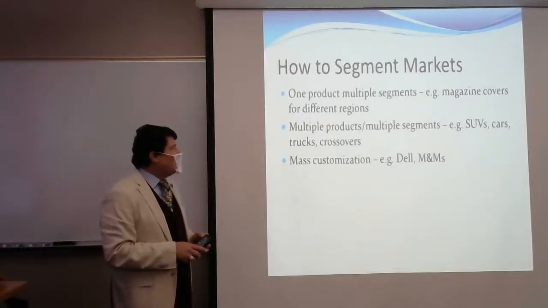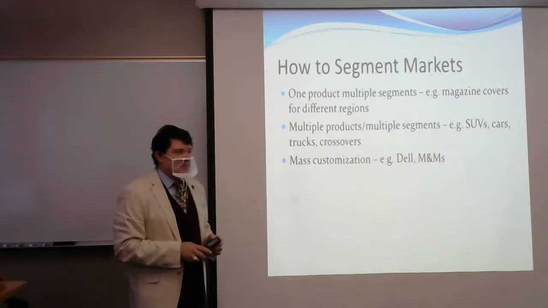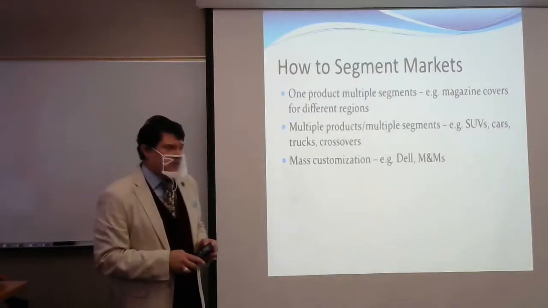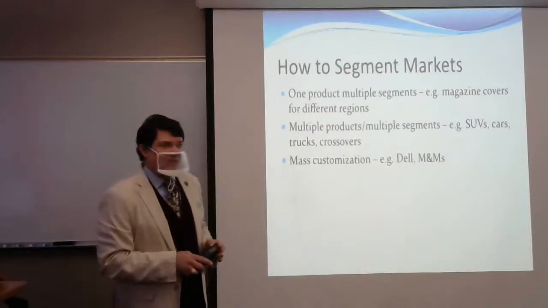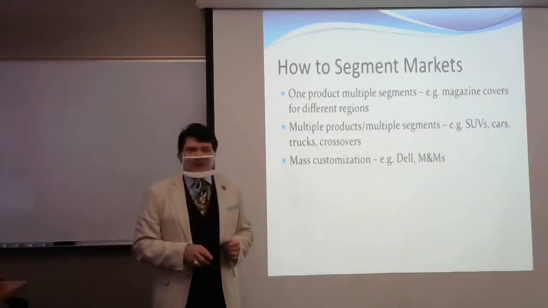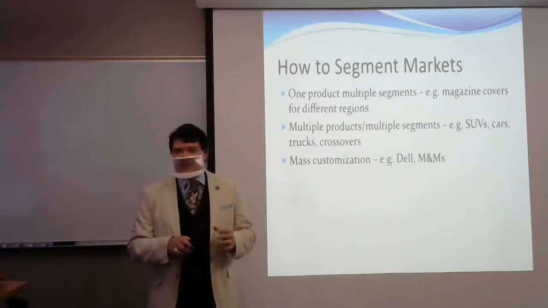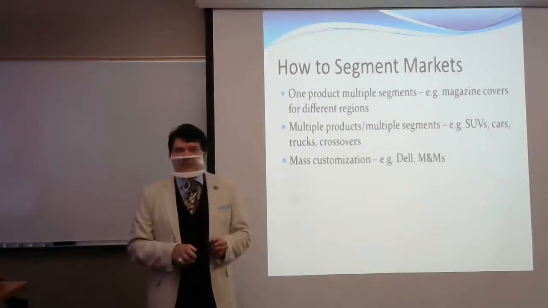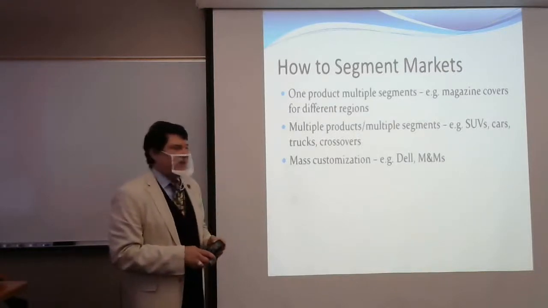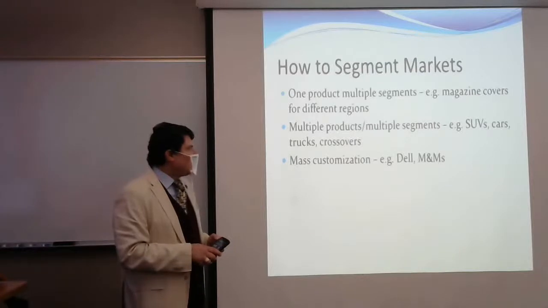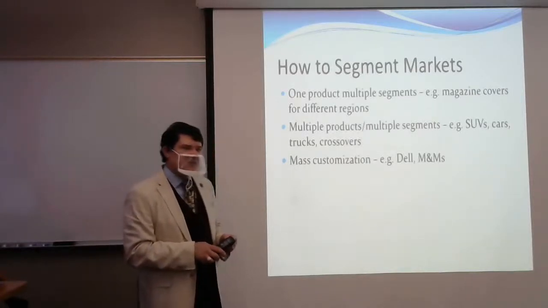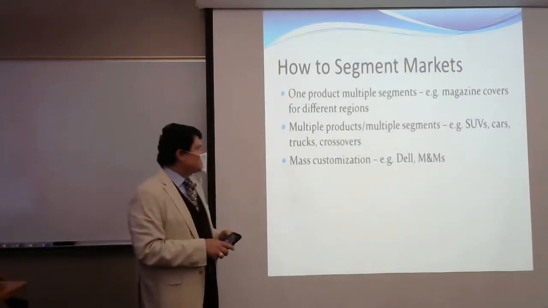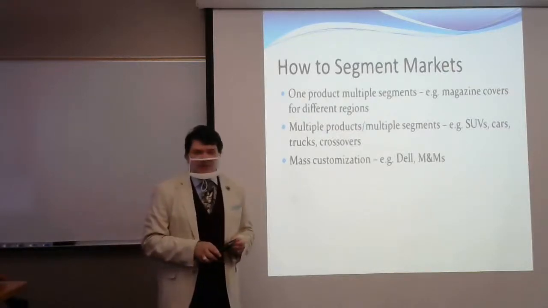Well, we can have one product with multiple segments. So for example, magazine covers change for different regions of the country. Sports Illustrated, for example, in the South would have different sports that are popular as opposed to Sports Illustrated for places where they play hockey, right? You can have multiple products and multiple segments. So for example, you can have SUVs, cars, trucks, crossovers for different segments. Or you can have mass customization of products, which is Dell.